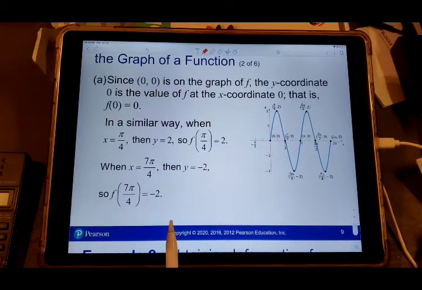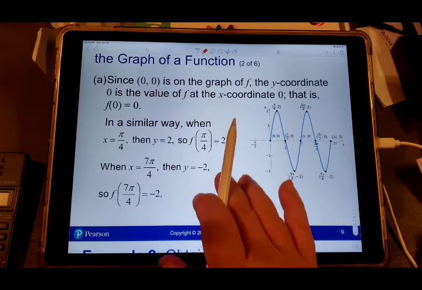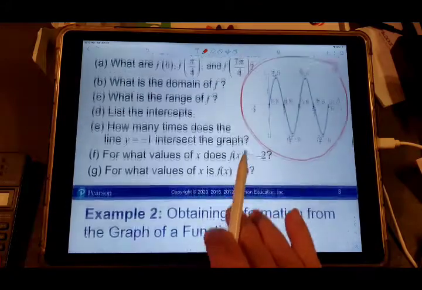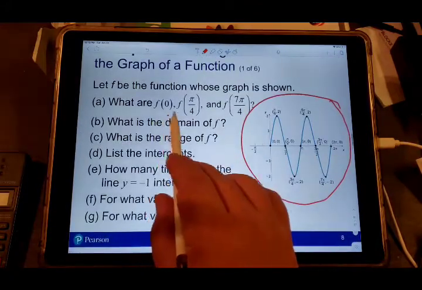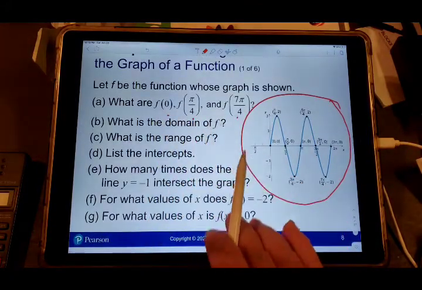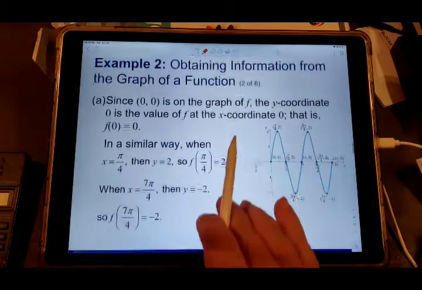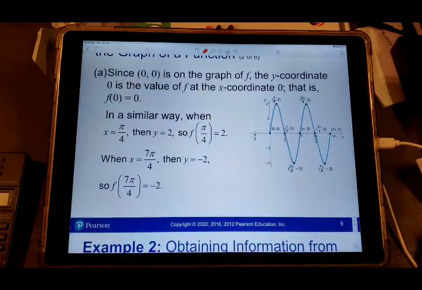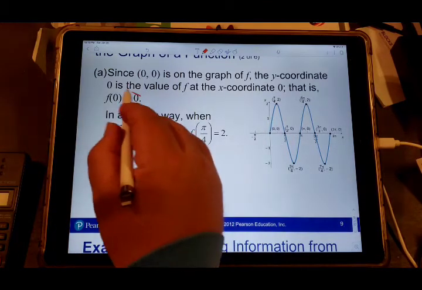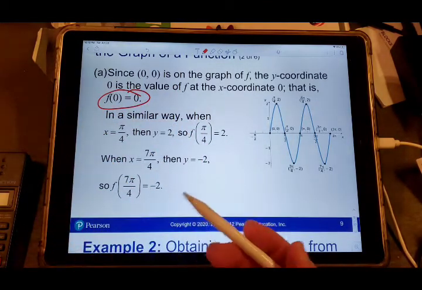All right, so part A, what were they asking in part A? Sorry. Find f of 0, f of pi over 4, f of pi, 7 pi over 4. All right. Should be kind of obvious what they're asking. So they're just asking for numerical questions here. So f of 0, we don't have the function.